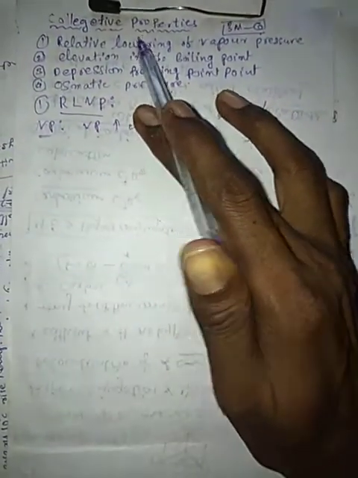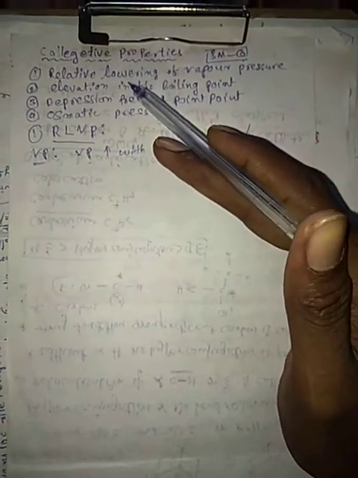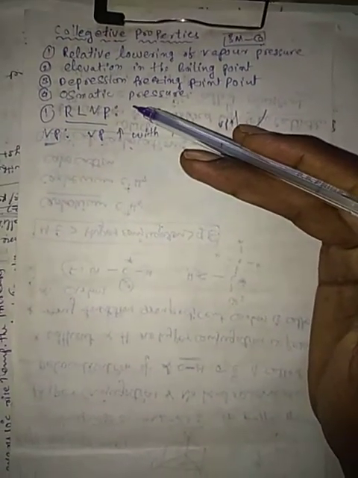Now, what is meant by colligative property? The properties independent of the nature of particles, but dependent on the number of particles, are called colligative properties. Based on the number of particles, they are classified into four types: relative lowering of vapor pressure, elevation in boiling point, depression in freezing point, and osmotic pressure.